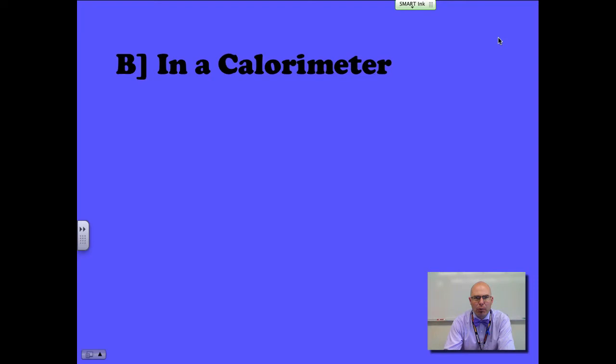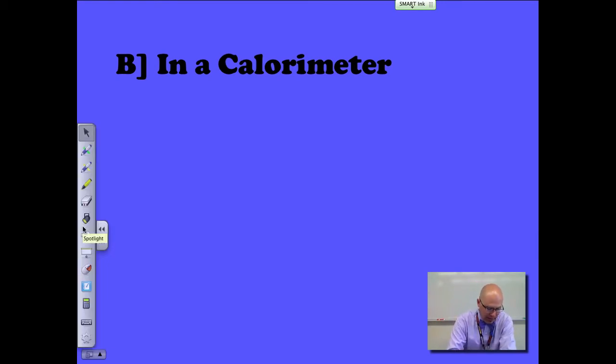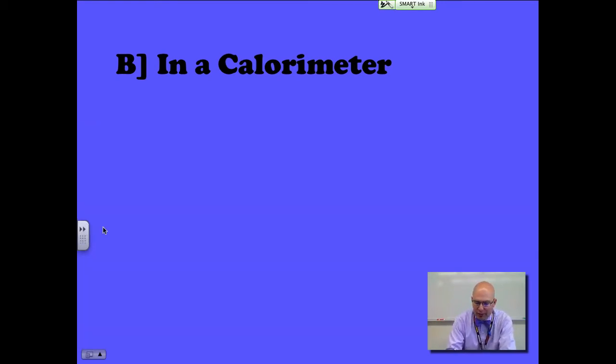All right, so moving right along, we're now going to talk a little bit more about heat and whatnot. We're going to talk about a calorimeter. It's kind of a crazy word, calorimeter, sounds pretty dangerous and something that might be a little alarming. But all that a calorimeter is, is a tool used to measure heat transfer.